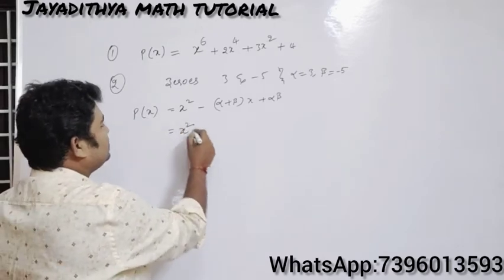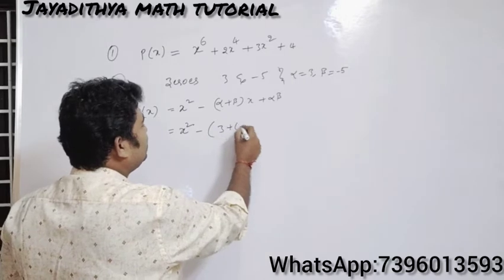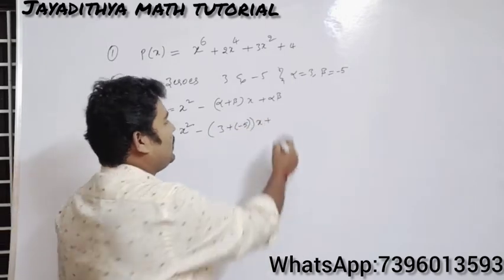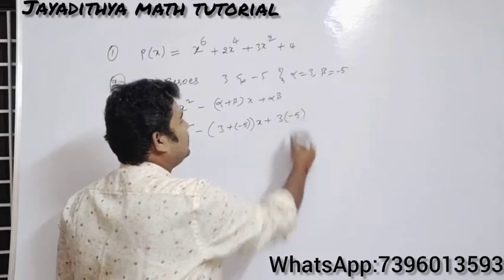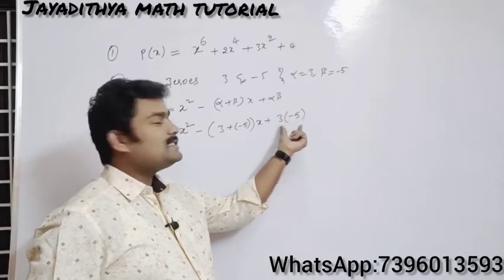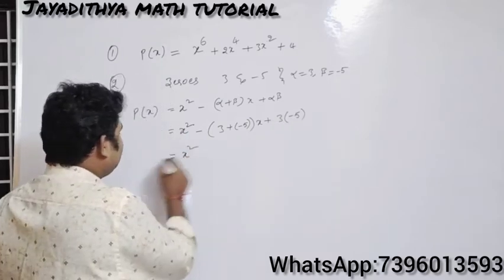That is very simple. That is x square minus (alpha is 3 and beta is minus 5), so write here plus of minus 5, into x plus alpha beta. Alpha is 3 and beta is again minus 5. Okay, so just by looking at minus, don't get confused. It is the product 3 into minus 5 here. So see here, what is your final answer now?